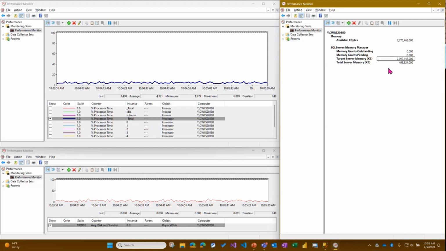Target server memory is at 2 gigs. That's how much SQL Server will load from disk into memory. That's how large it can grow, how much memory it can use there. And this total server memory, that's how much it's using. It's just under 500 megs. So this could grow up to this target amount.